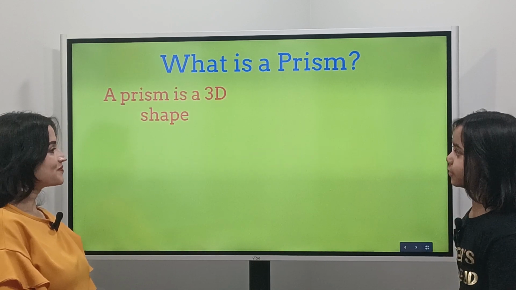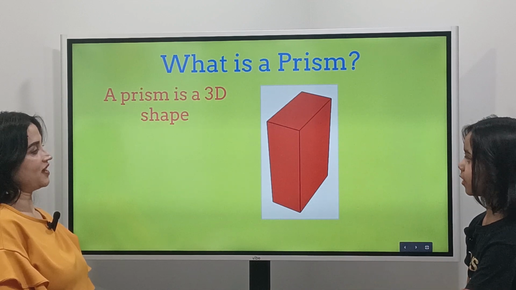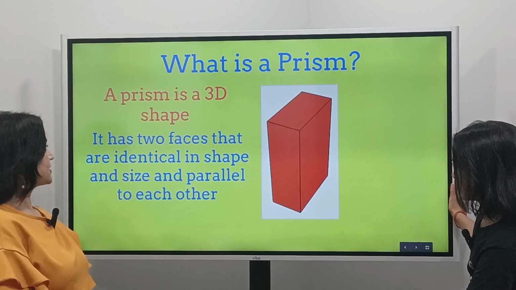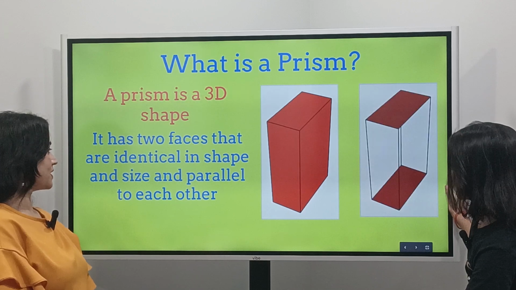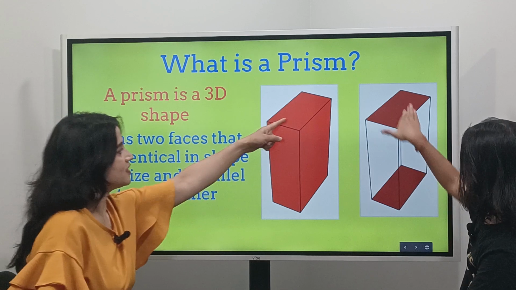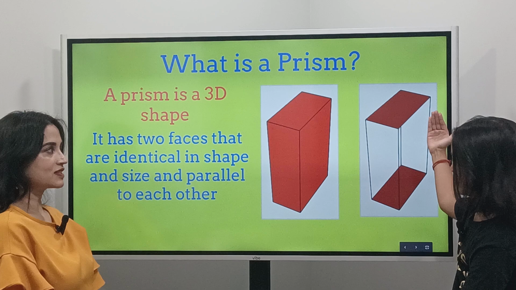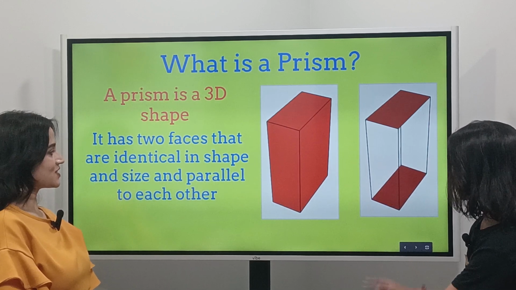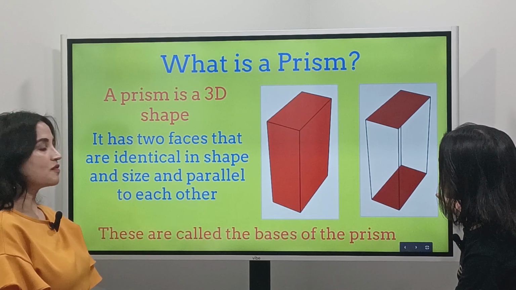A prism is a 3D shape, like that, or it could go this way. And it has two faces that are identical in shape and size and parallel to each other. So basically this one and this one, this one and this one, they are parallel to each other. Let's go to the next slide. These are called bases of a prism.